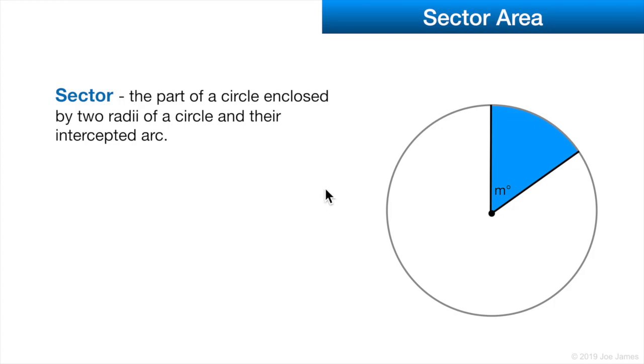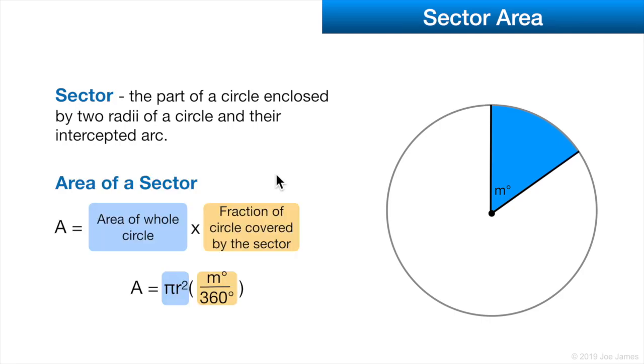Sectors. A sector is a part of a circle that is enclosed by two radii and their intercepted arc. So here we can see a central angle and the center point of the circle. Here's a radius, there's another radius in black, and then we also have an arc around it. So it's basically a slice of pizza. A sector is a slice of pizza.